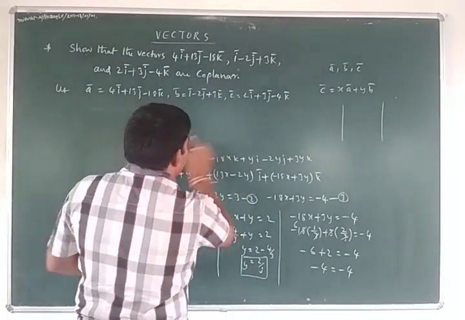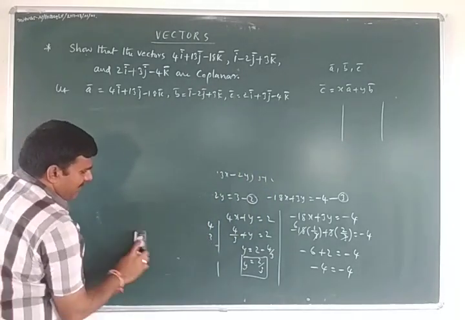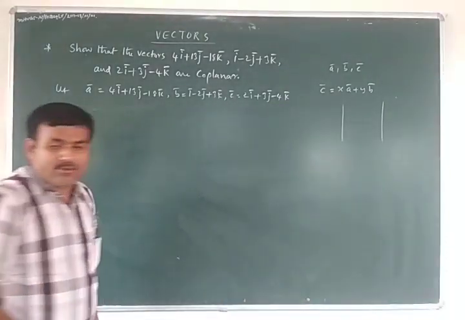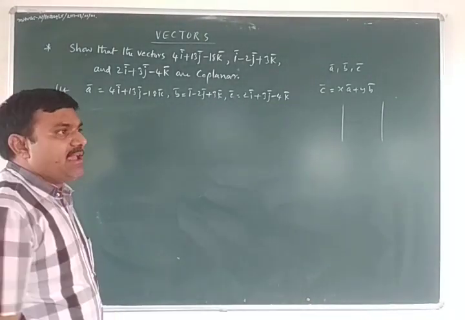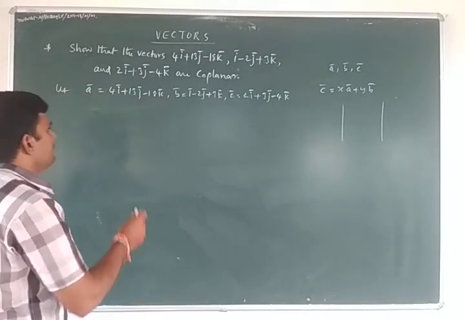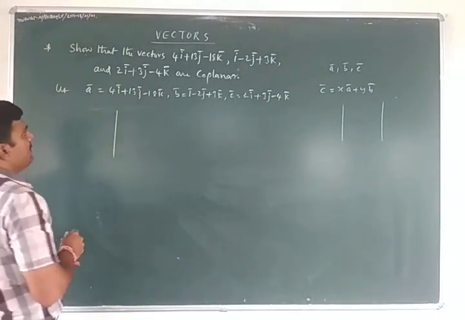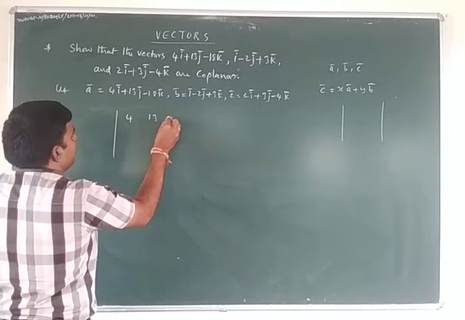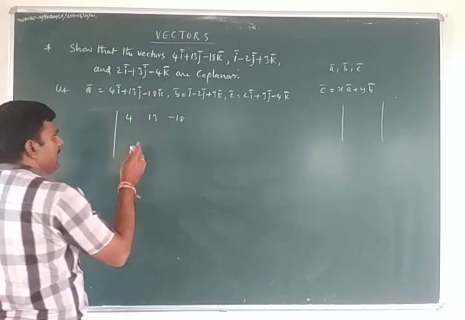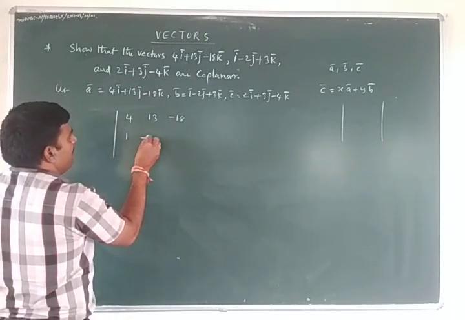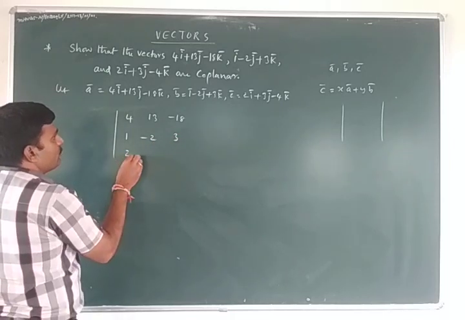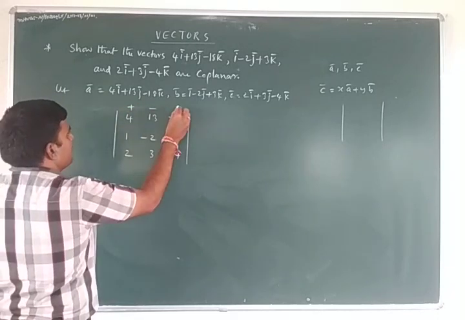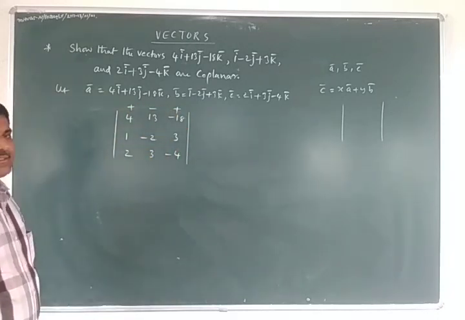So here the given vectors are a bar, b bar, c bar. Now I am finding the determinant to see whether we get 0. If so, the given vectors are coplanar vectors, otherwise they are non-coplanar vectors. To find the determinant, write the coefficients of a bar, b bar, c bar here: 4, 13, minus 18, and the b bar coefficients 1, minus 2, 3, and 2, 3, minus 4. So here the signs are plus, minus, plus.